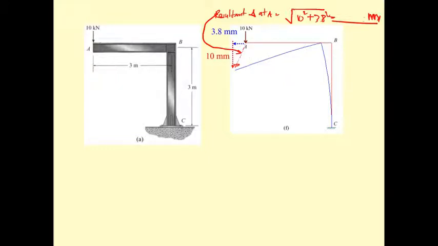3.8 squared is 14.44, and then plus 100. And then you take the square root. It's going to be 10.697, about 10.7 millimeter. And you may have the angle here if you like. If you take the tangent, with reference to the horizontal line here, that is going to be theta A. Next, we determine theta A.